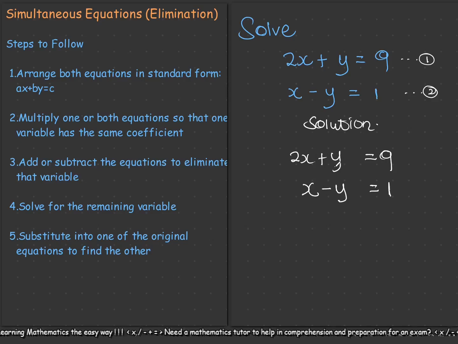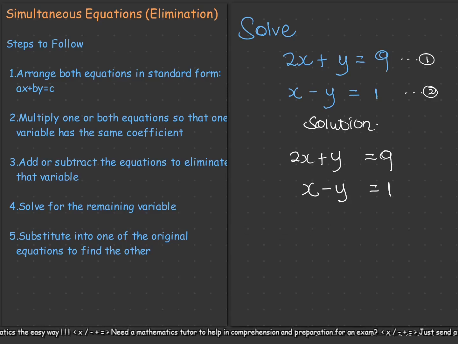So if I add y to negative y, it will give me 0 and it will be eliminated. Since the signs are different, we can choose to add. But if the signs were to be the same, that is positive and positive, we would have subtracted. If it was negative and negative, we would have also subtracted.